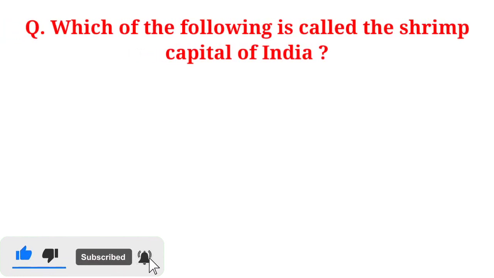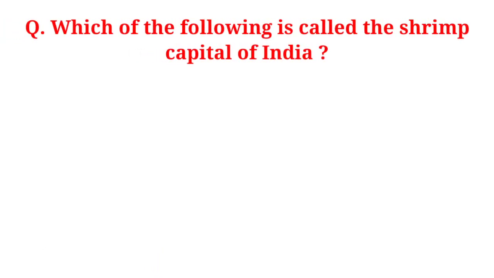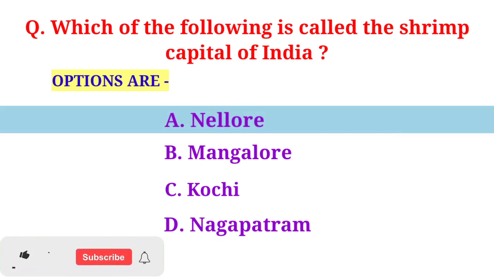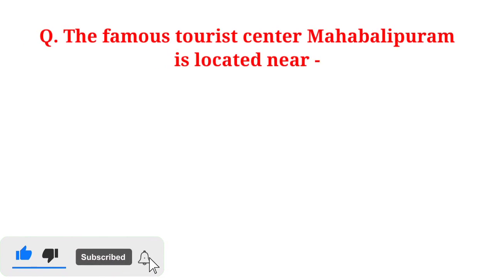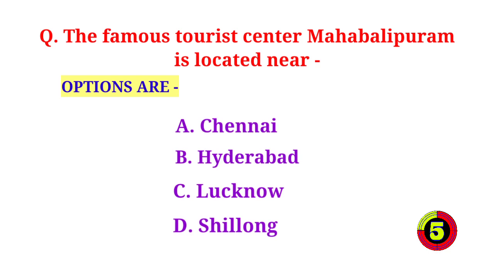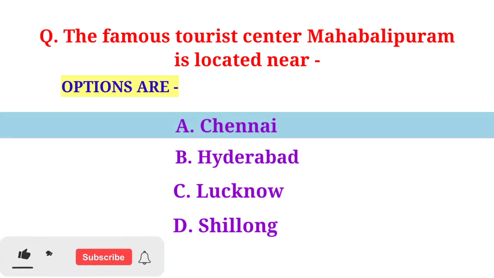Which of the following is called the shrimp capital of India? Option A, Nellore, is the correct answer. The famous tourist center Mahabalipuram is located near? Option A, Chennai, is the correct answer.